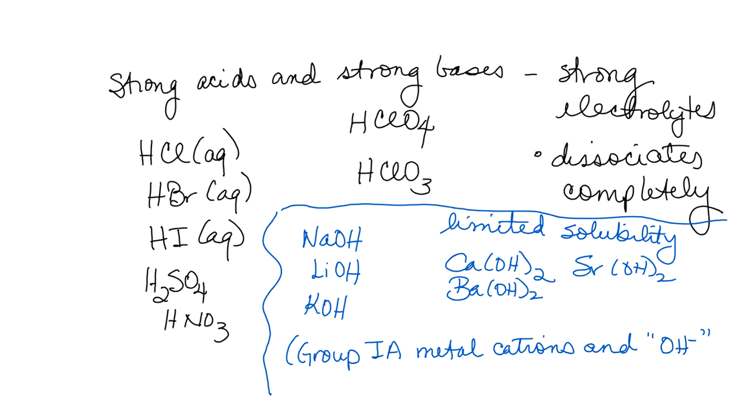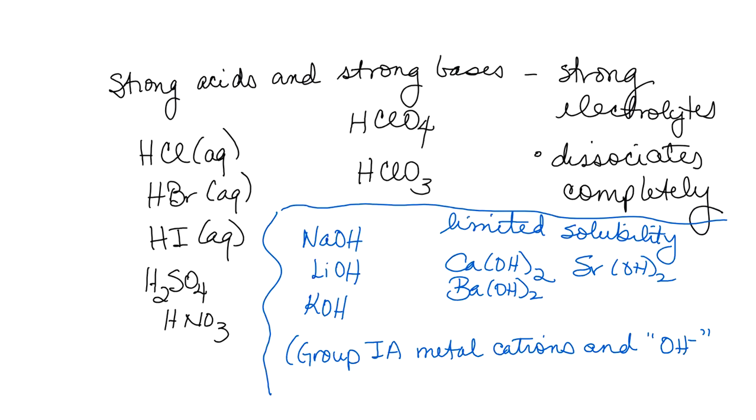When we talk about the strong bases, again, they dissociate completely. Typically, it's your group 1A metal cations along with hydroxide, so lithium hydroxide, sodium hydroxide, potassium hydroxide. You have your rubidium hydroxide and cesium hydroxide with limited solubility, so it doesn't take much before these begin to precipitate out. But the solubility runs to about 0.2 molar, could be a little less. So we have calcium hydroxide, barium hydroxide, and strontium hydroxide.